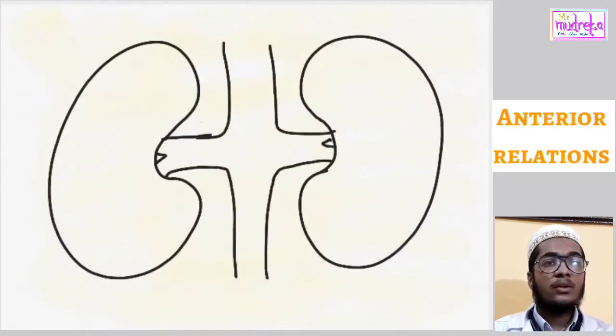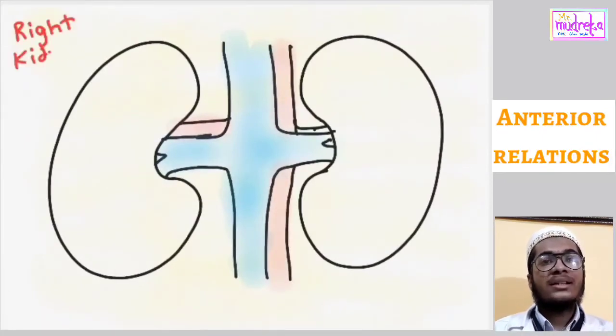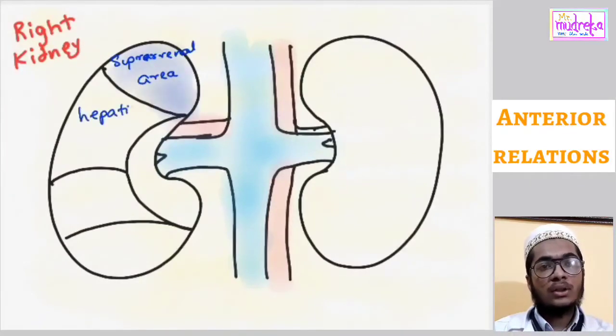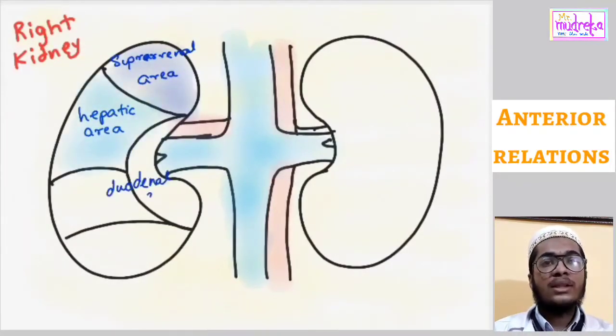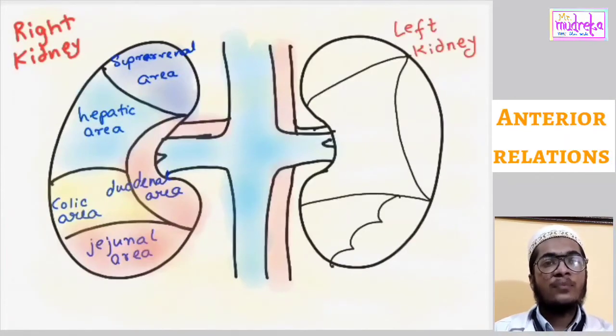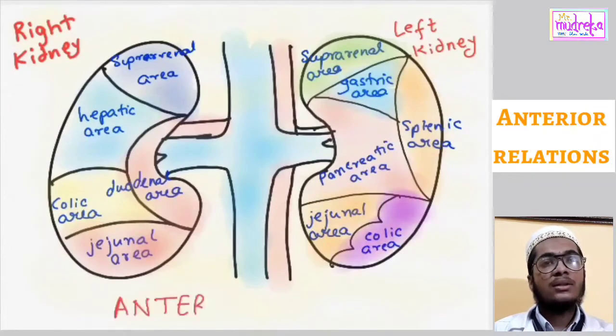In anatomy, knowing the relation of any structure is important. So the anterior relations of the right kidney includes right suprarenal gland, right lobe of the liver, second part of the duodenum, hepatic flexure or right colic flexure, and jejunum. Out of these, liver and jejunum are separated from the kidney by the peritoneum. Now the anterior relations of the left kidney. Left suprarenal gland, spleen, stomach, pancreas and splenic vessels, left colic flexure and jejunum.